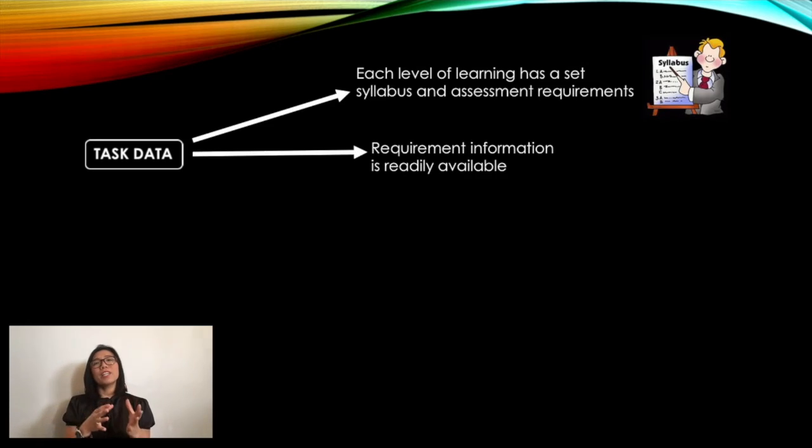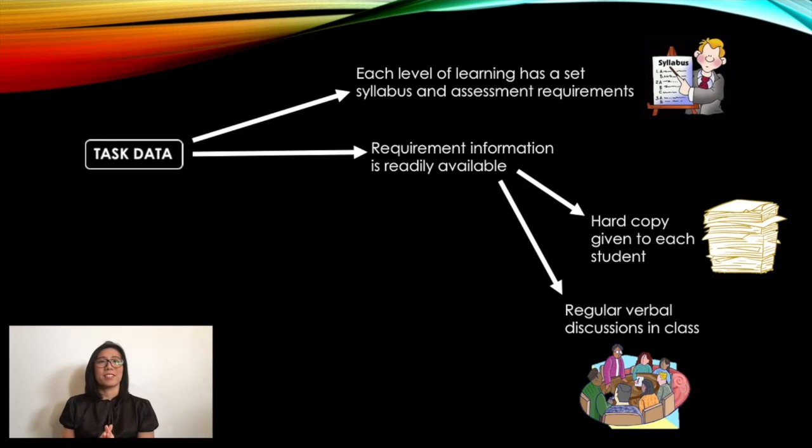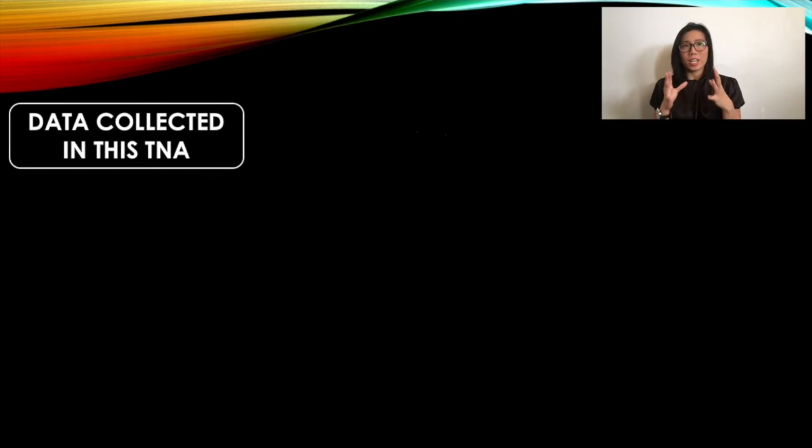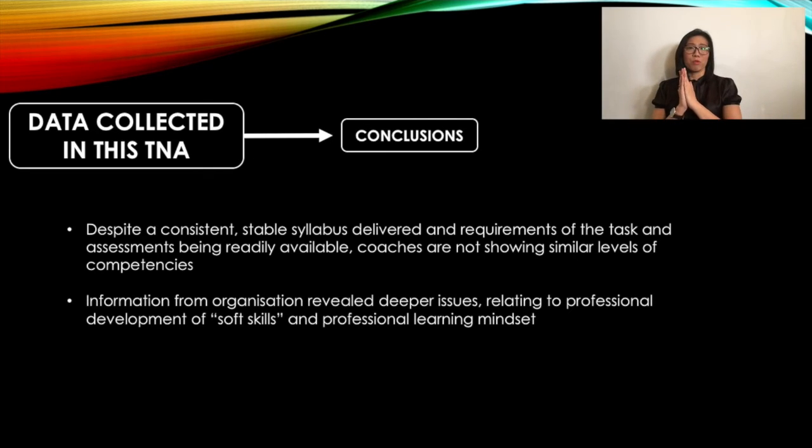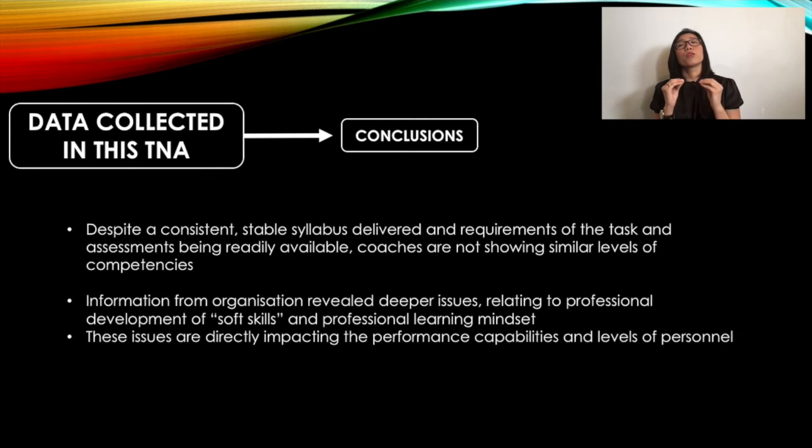These requirements are provided to the learners at every stage of learning in both hard copy or verbal information discussed in classes. From this data, we can draw a couple of conclusions. 1. Despite a consistent, stable syllabus delivered and requirements of the task and assessments being readily available, the coaches are not showing similar levels of competencies. 2. Information from the organisation reveals deeper issues relating to professional development of soft skills and professional learning mindset. These deeper personnel issues are directly impacting on a coach's learning and performance capability.